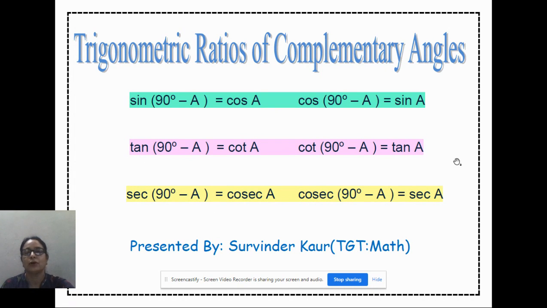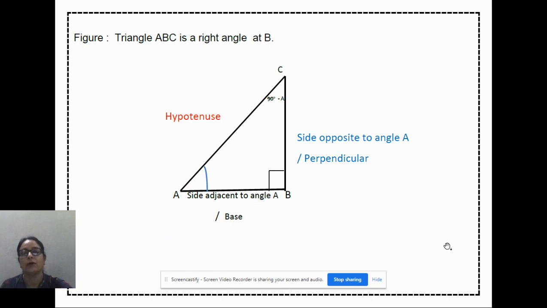This is the gist of your complementary angles. That is, sin(90 minus A) is equal to cos A, cos(90 minus A) is equal to sin A. Similarly for the other ratios, tan(90 minus A) is cot A and cot(90 minus A) is tan A. Sec(90 minus A) is cosec A and cosec(90 minus A) is equal to sec A. Now how did we get all these ratios?